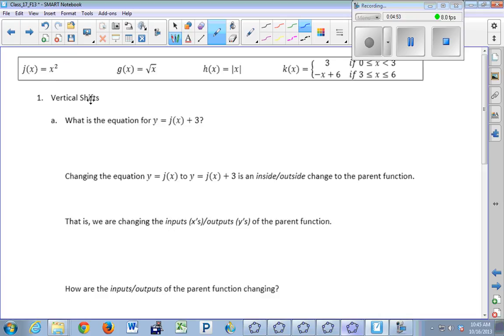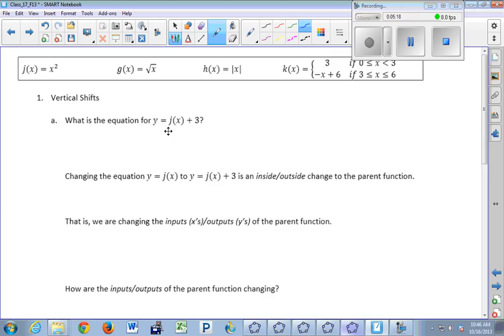What this means is something's going to be happening to our original function, and the thing that happens is going to be happening in the vertical direction, which means up or down. So our function's going to be moving somehow up or down. So here's j of x. j of x is equal to x squared.